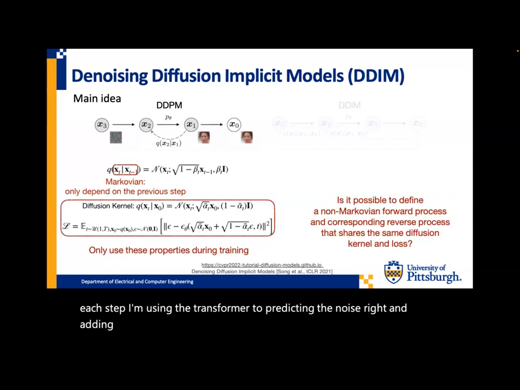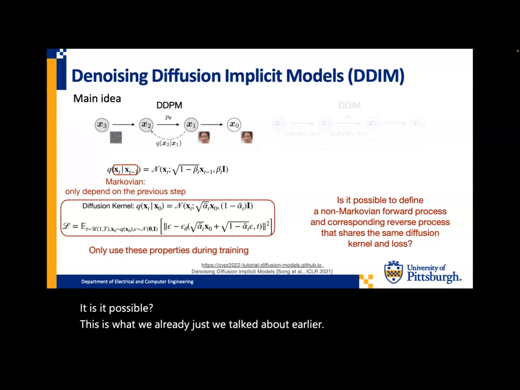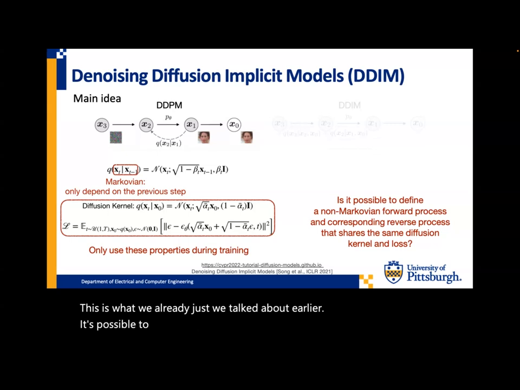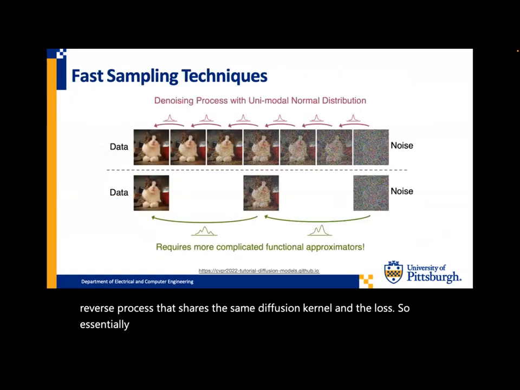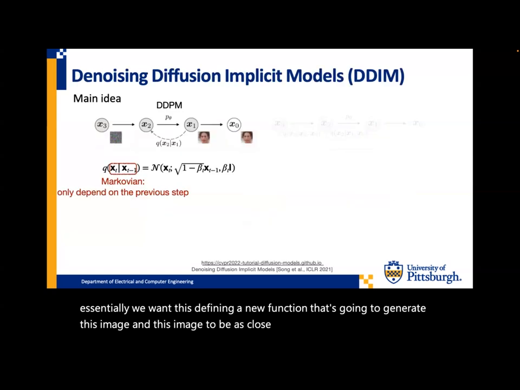Is it possible, this is what we talked about earlier, to define a non-Markovian forward process and corresponding reverse process that shares the same diffusion kernel and the loss? So essentially, we want to define a new function that's going to generate this image and this image to be as close as possible. Okay, so that's the main idea.